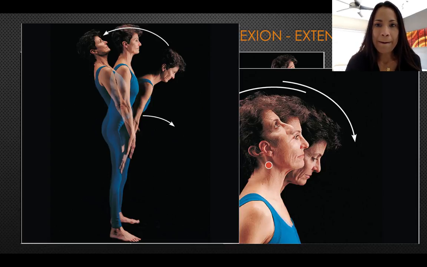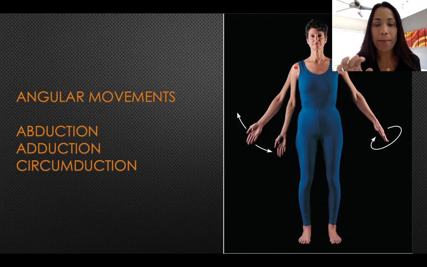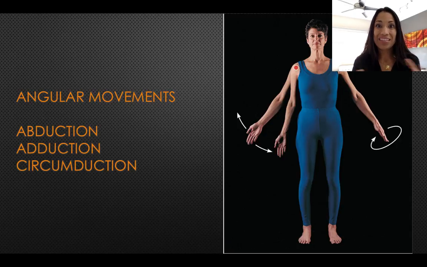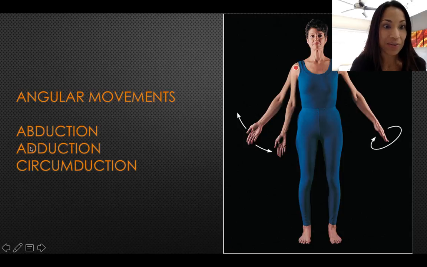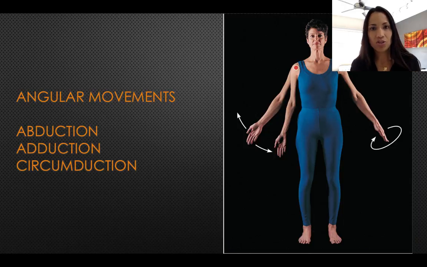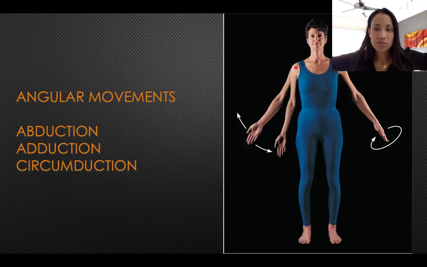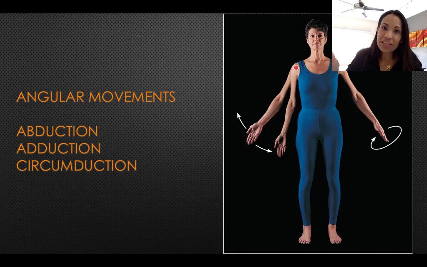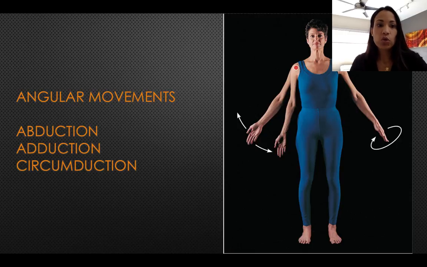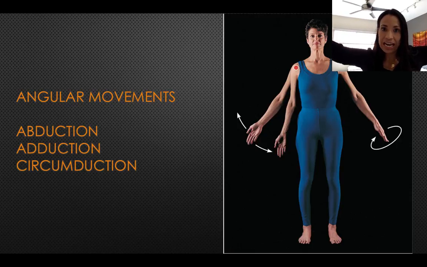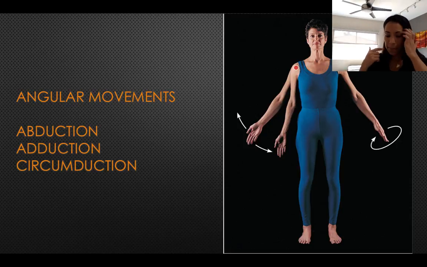Now let's describe abduction and adduction. Since these two terms differ by only one letter, the B and the D, we tend to confuse them. So abduction, I'm going to abduct you, I'm going to take you away from the body. That's abduction. Adduction is when you bring the structure closer to the body. So abduction is a lateral movement. Adduction is a medial movement.